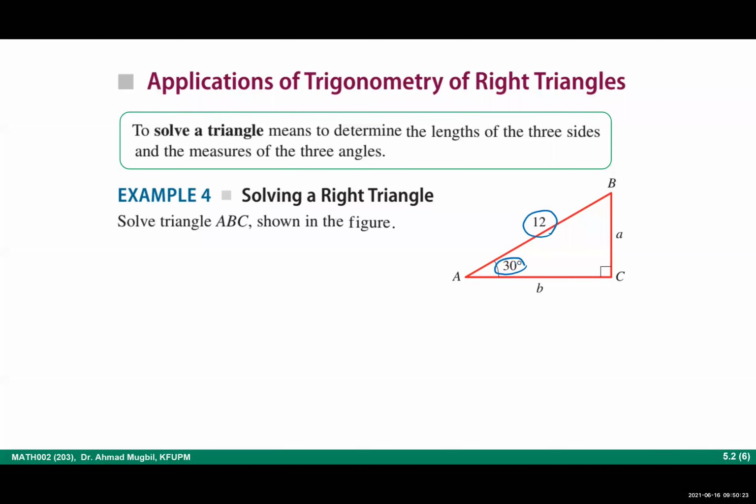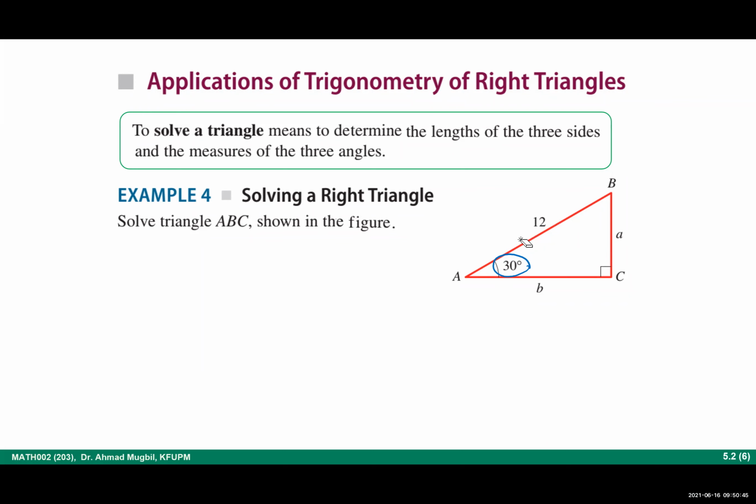By the way, if you have 2 things in any triangle, you can find the others. If you have 2 sides, you can find everything. You can solve it completely. If you have 2 angles, you can solve it completely, and so on. And the best case, of course, the easier case, is when you have an angle and a side.